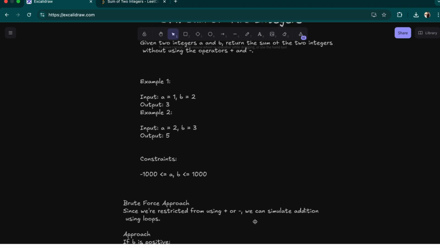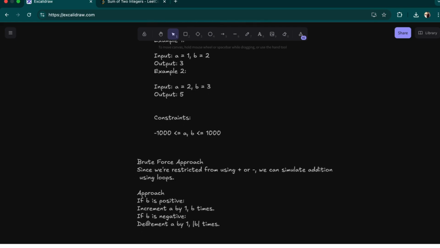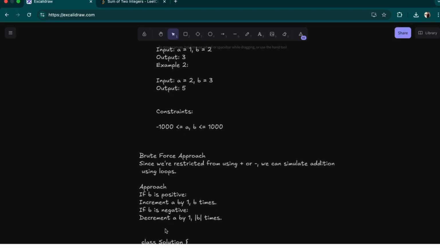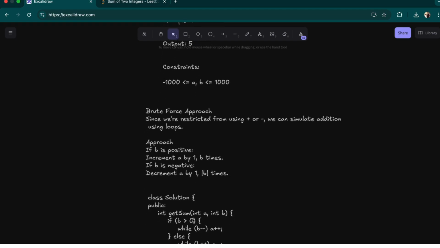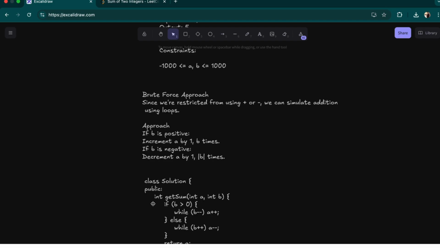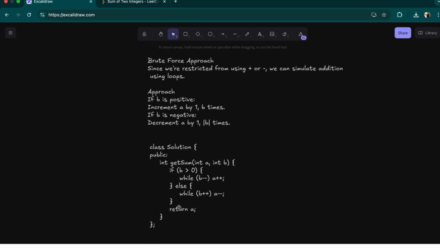Okay, so the brute force approach is very common. Since we are restricted from using plus or minus, we can simulate the addition using loops. Suppose b is positive, we can increment a by 1, b times, or if b is negative, we can decrement a by 1, modulo of b times. The code will be very straightforward, a general if else condition will be enough to solve the problem. So the approach which I told was implemented here.